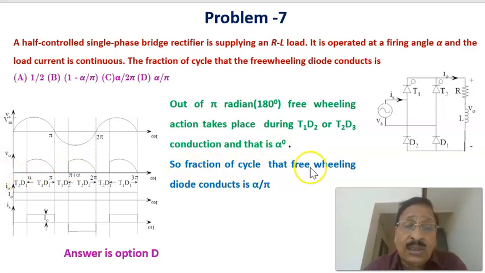So the fraction of the cycle for which the freewheeling diode conducts is given by alpha over pi, since out of pi radians the diode conducts for alpha duration. The diode and the corresponding SCRs are conducting. Therefore, the answer is D.